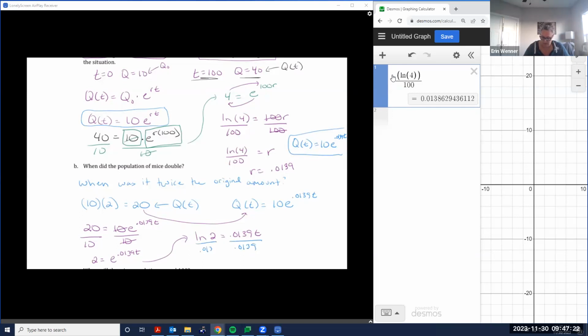And once we do that, we can go into Desmos and we'll do the natural log of 2 divided by 0.0139. And we get that t is equal to 49.8667, blah, blah, blah. So we'll say t is approximately equal to 50 days.